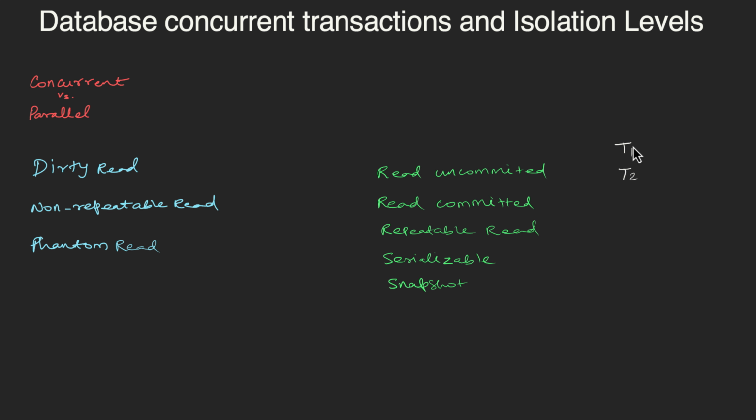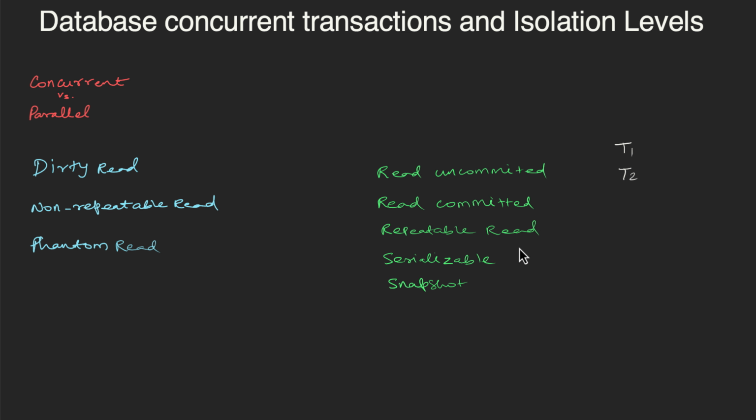If T1 has some uncommitted changes, then those changes cannot be seen by T2. So this is what read committed means. And like I said, this is the most common isolation level in most of the databases. With read committed, we are solving only the dirty read problem. Non-repeatable read and phantom read problems are still there with the read committed isolation level.